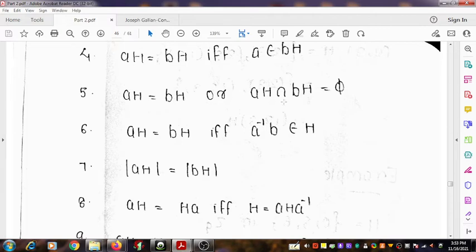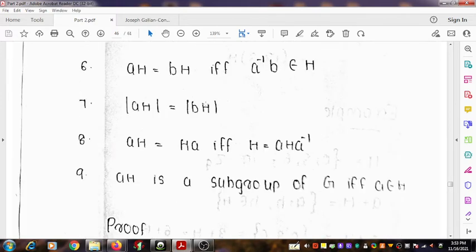So in the remaining case, they are different. They cannot be same. The remaining case is if AH intersection BH is equal to empty, and then they are not equal, because they do not contain any common point. So no common point is there, and therefore they are different.